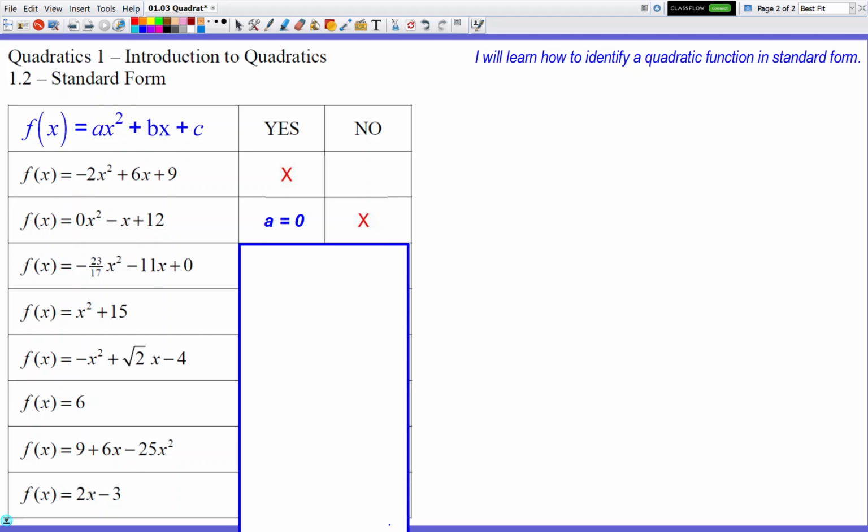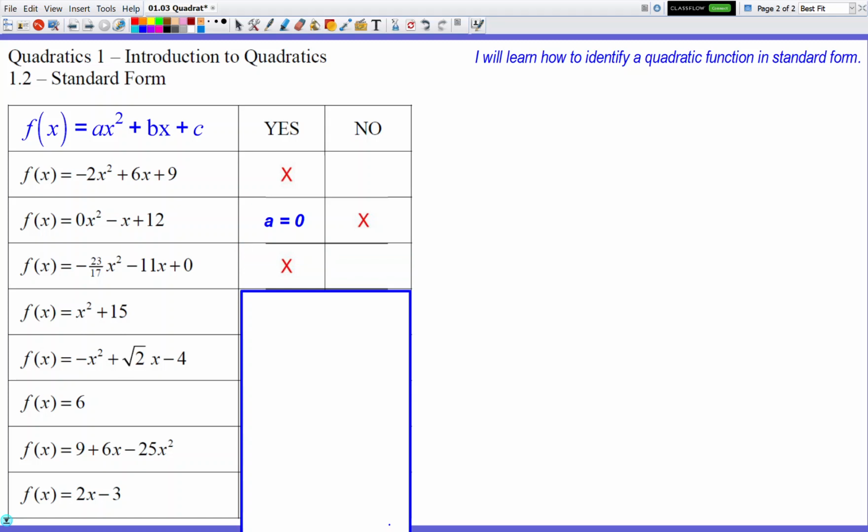Okay, so number 3. Does the negative for 23 over 17 cause problems for x squared? Does it make it disappear? No, it doesn't. x squared is still alive and kicking, still good to go, so we mark a yes. The third one is good to go.